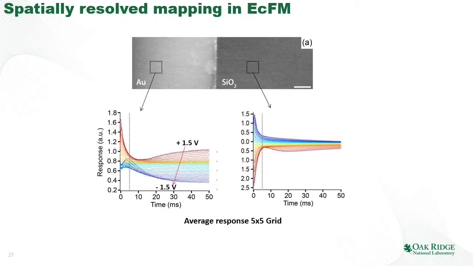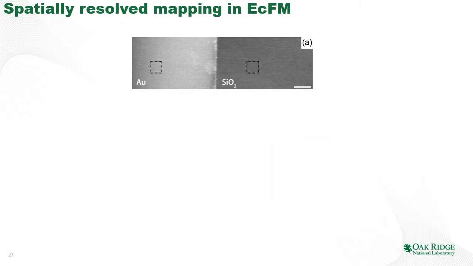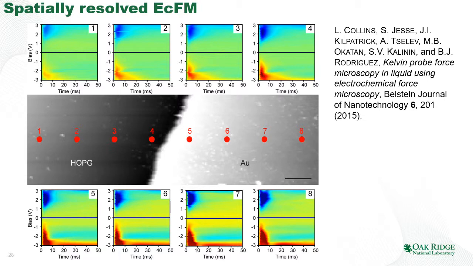And we know that this is possible because the behavior of the EcFM signal depends on whether we are on the gold surface or the silicon surface. So if we have a sample where we have both gold and silicon, we can have different responses here and here. The question is, how can we visualize this behavior? Remember that when we talk about the EcFM, our signal, or if you will, our response in each spatial pixel, is this two-dimensional diagram.